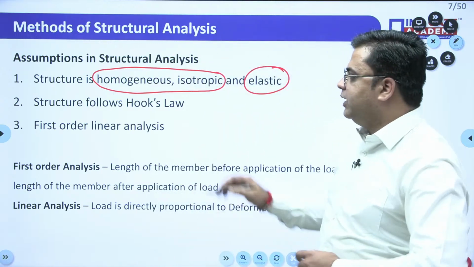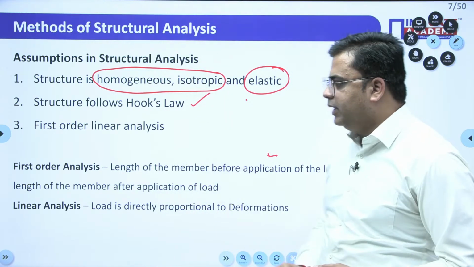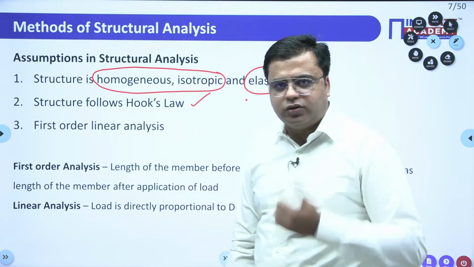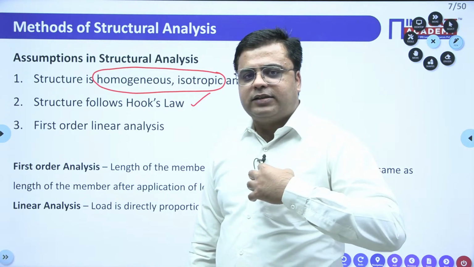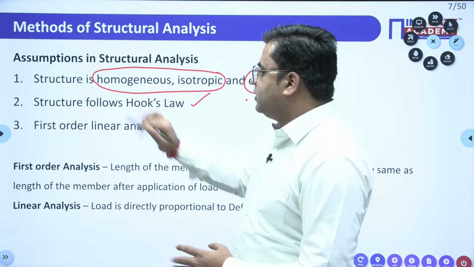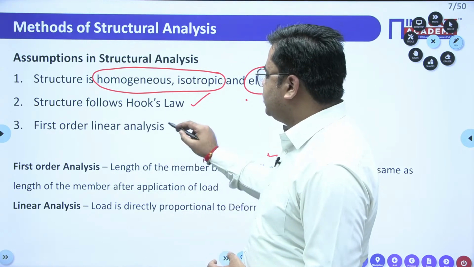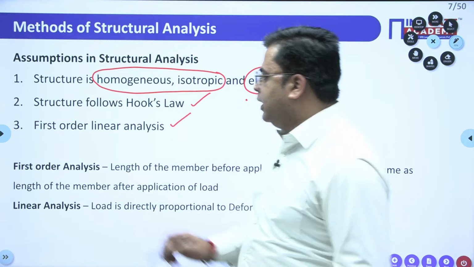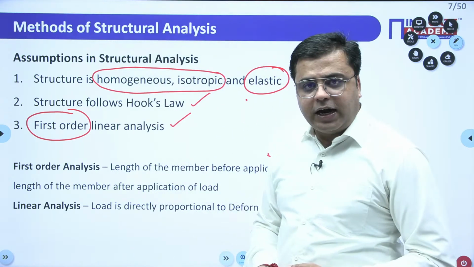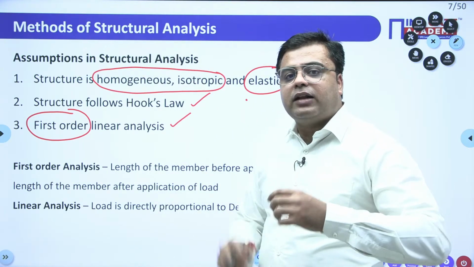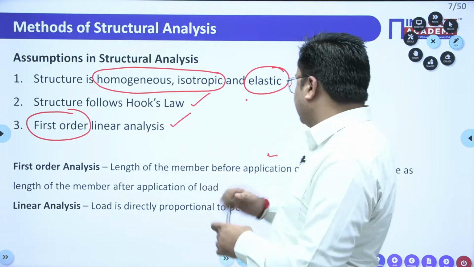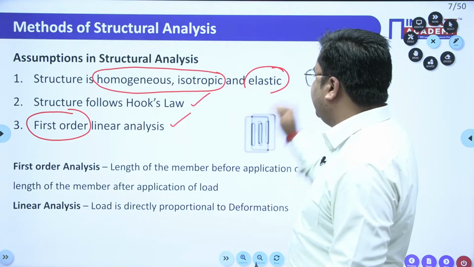The second assumption is that the structure should follow Hooke's law. It means it has to be within the proportionality limit, where stress is directly proportional to strain. In our analysis, as BTech graduates, we will only analyze structures when the structure follows Hooke's law. The structure should have first order linear analysis. Now understand this. When we talk about first order analysis, it means that the deformations are not very observable, right? So the deformations are not major.